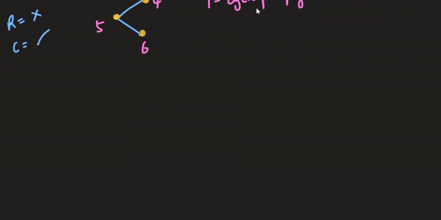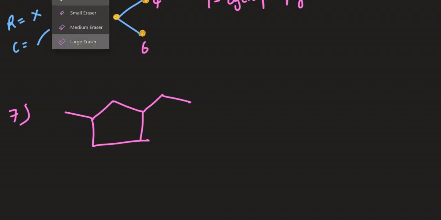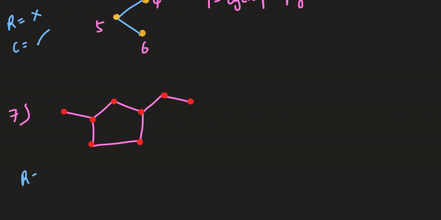Next, seventh one. Okay. So the cyclic ring has a total of how many carbons? 1, 2, 3, 4, 5. Whereas outside there are 2 carbons, 1 carbon. So this time will we choose the ring as the parent carbon chain or the chain as the parent carbon chain? Ring, because the ring has 5 carbons.